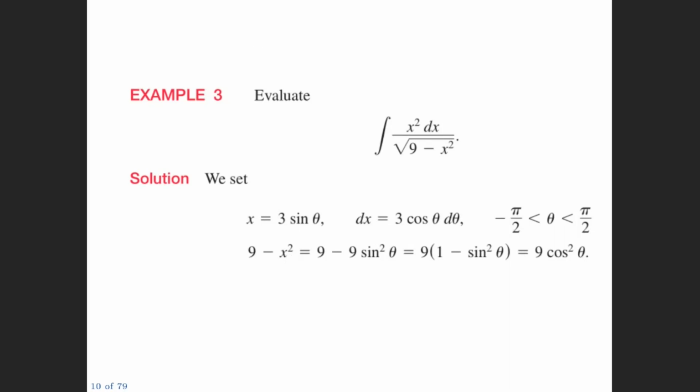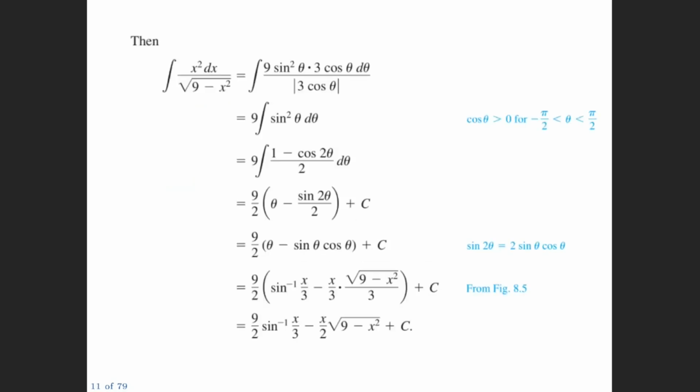We could in fact put a square root in here because, as we said, everything here is positive, so we can just take square roots and not worry. So substitute all of this in, and it simplifies to 9 multiplied by the integral of sine squared theta d theta. You know how to calculate this integral, so I'm just going to skip to the next example. Please do read this example in the textbook and check the details.